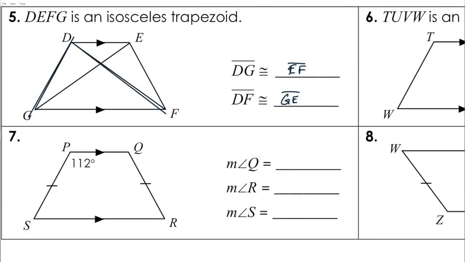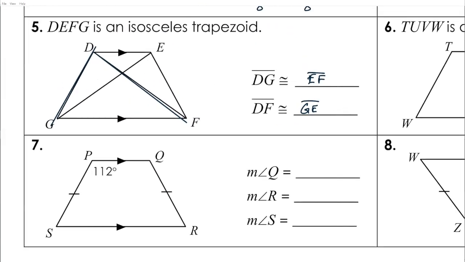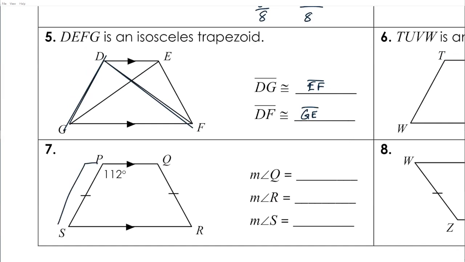Now we can actually do the same thing we did above. Consecutive angles are supplementary. So 180 minus 112 is going to give us S is 68. But remember, isosceles, our base angles are congruent. So once we find the left side of our trapezoid, we automatically know the right side of our trapezoid. It's kind of neat, huh?